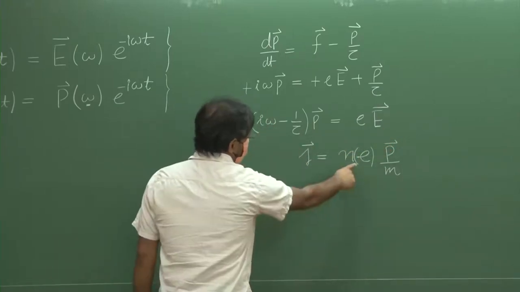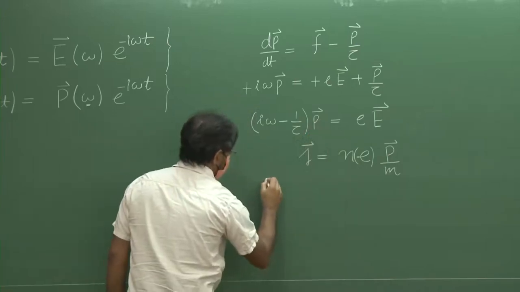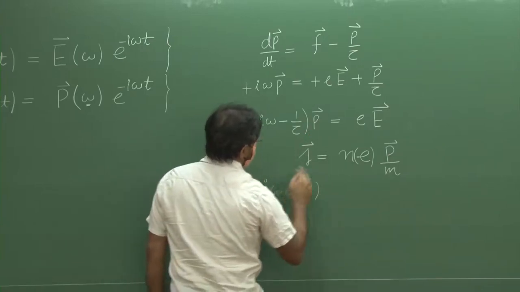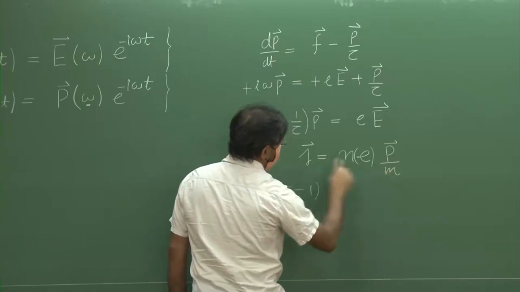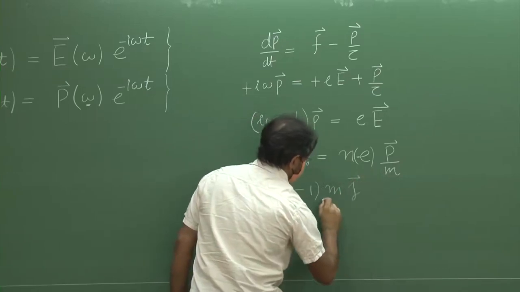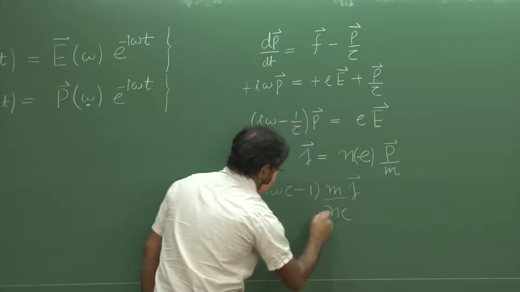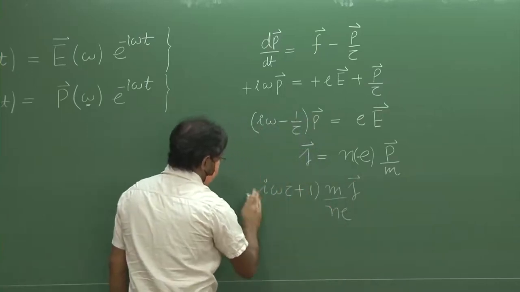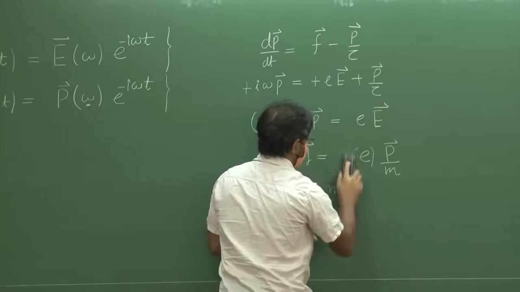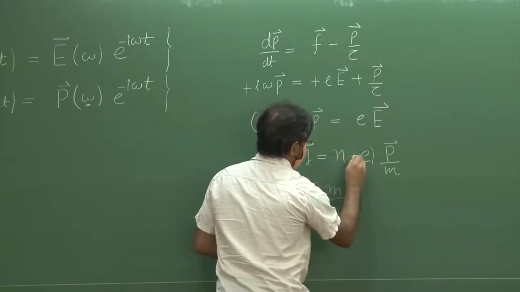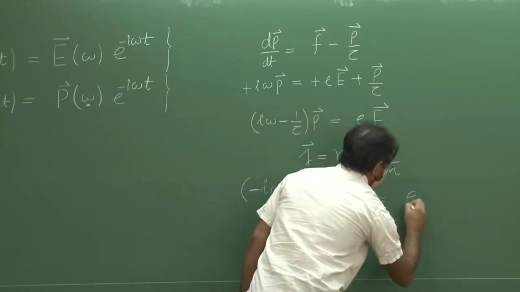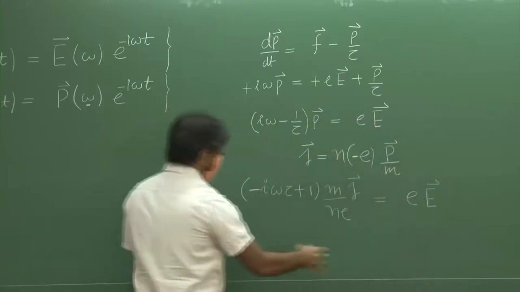And you do it carefully. You put this here, so you get (i omega tau minus 1) and then p, and instead of p I will write m times J vector divided by n times minus e, so I can take the negative sign over here and write it like this, right? It's this negative sign. I should write it more clearly: n times minus e, this negative sign. And this is equal to your E, and now you can readjust them.